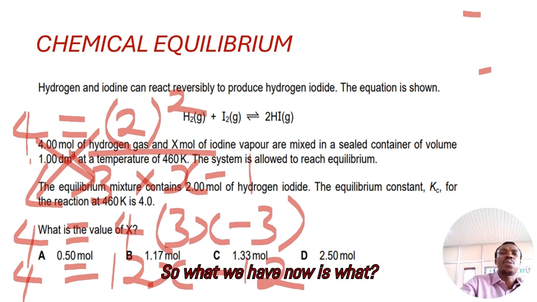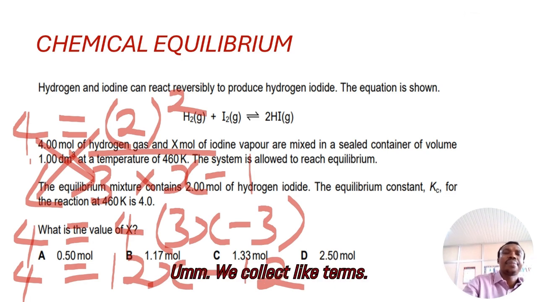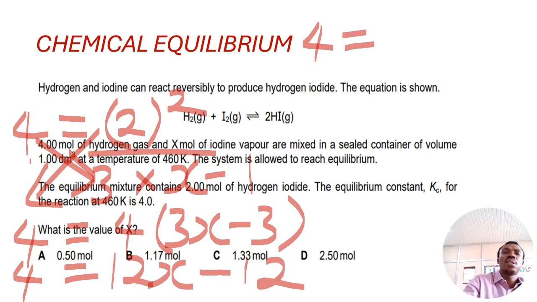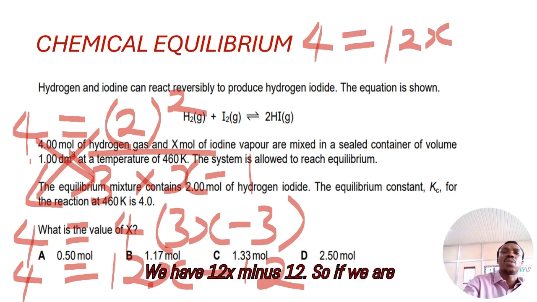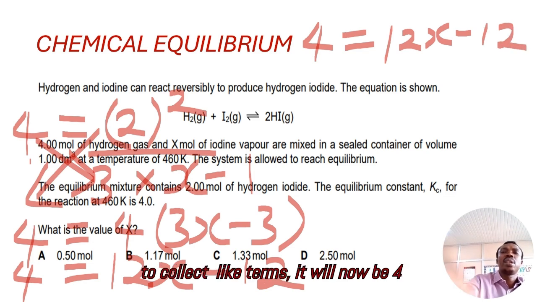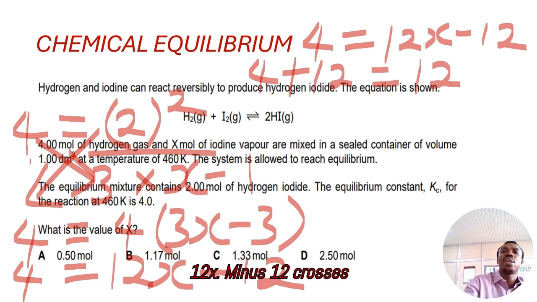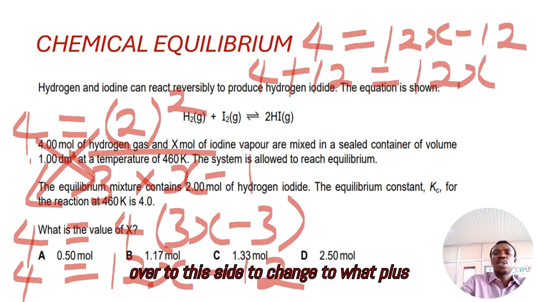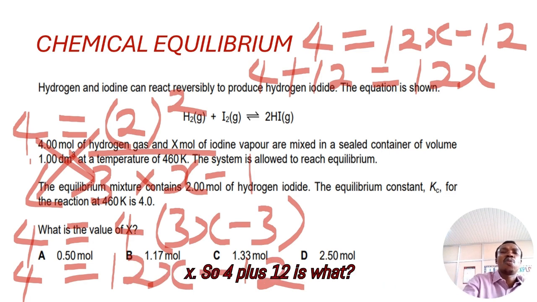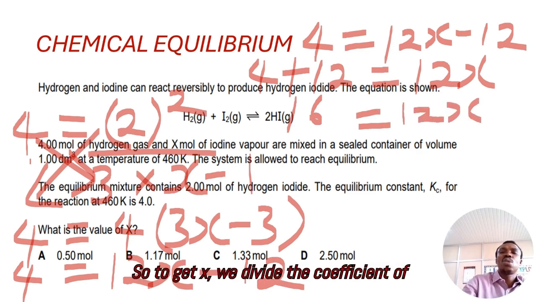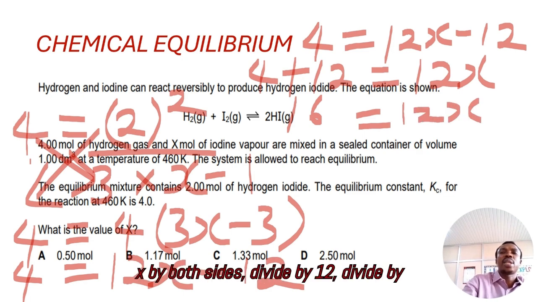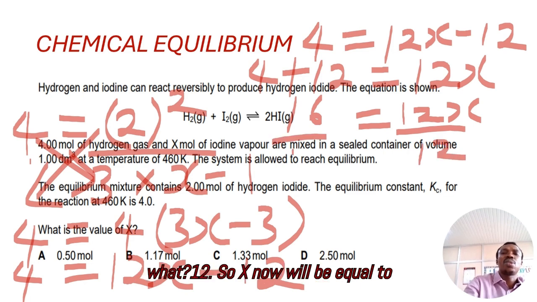I have to erase so that I'll have enough space. So what we'll have now is 4 equal to 12x minus 12. If we collect like terms, it will now be 4 plus 12 equal to 12x, where minus 12 crosses over to this side to change to plus. So 4 plus 12 is 16, equal to 12x. So to get x, we divide both sides by the coefficient of x, which is 12. So x now will be equal to 16 over 12.